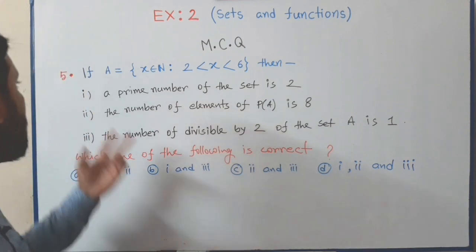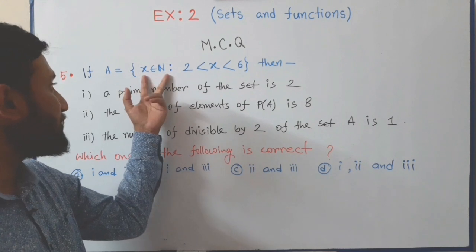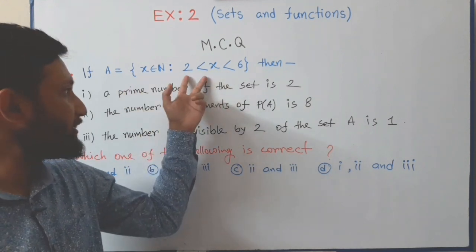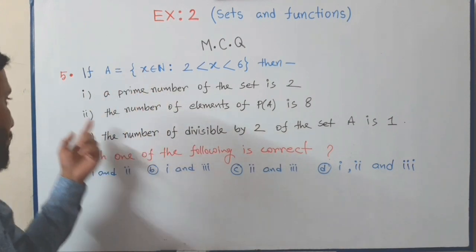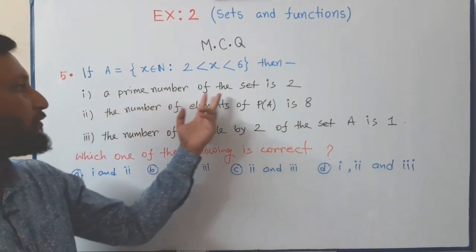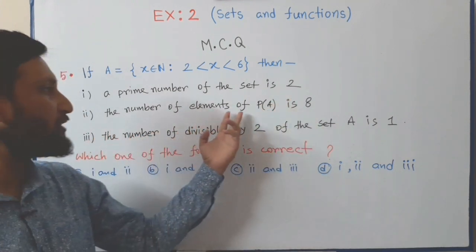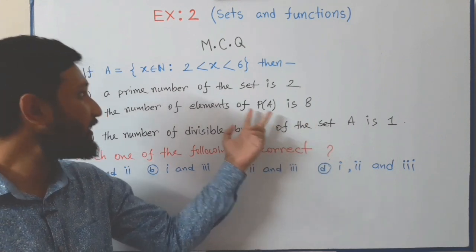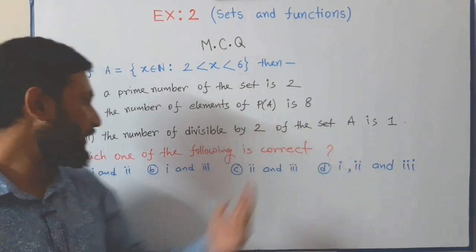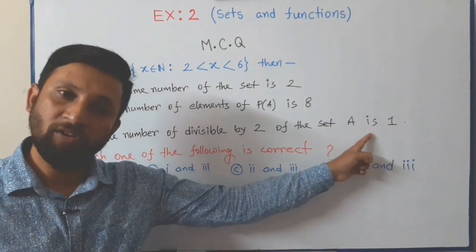The question is, if set A has the condition x is an element of natural numbers and x is greater than 2 and less than 6, then which of the following is correct? Okay, now first one: the number of prime numbers of the set A is 2. Second one: the number of elements of P of A is 8, that means power set of A is 8. And then the number of elements divisible by 2 in the set A is only 1.